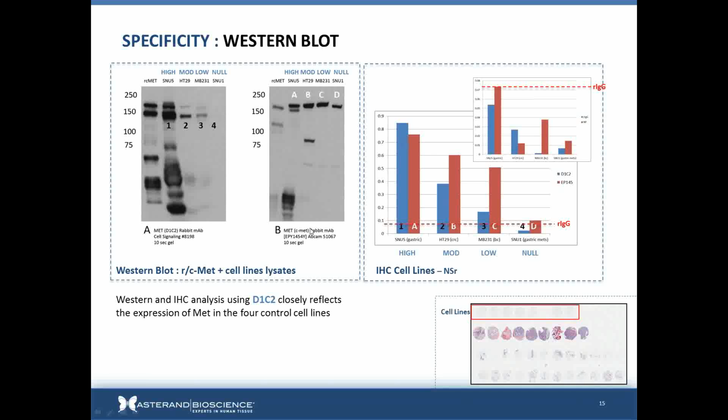So there appears to be differences in how these 2 antibodies perform in Western blots and cell line IHC, with D1C2 more closely reflecting the known relative abundance of MET.